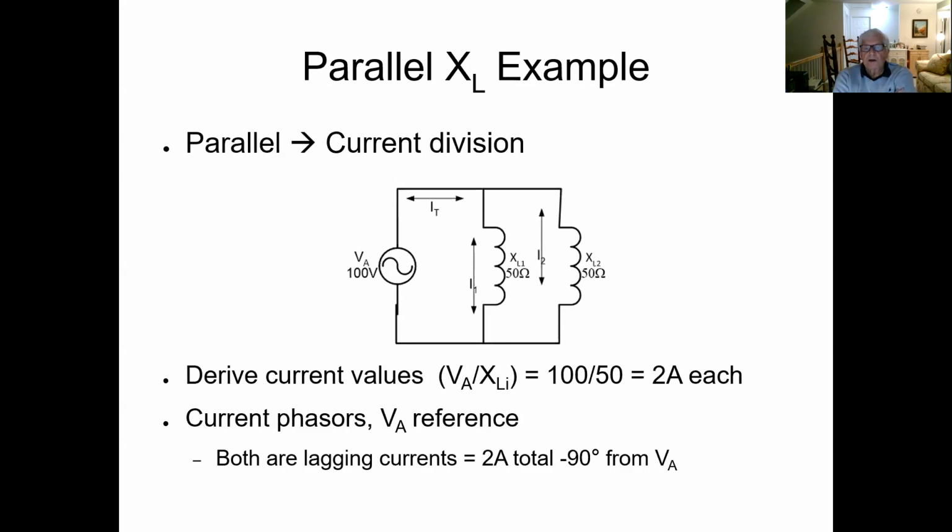If we have a parallel situation, now we have to use currents. We've got current division. Since XL1 and XL2 are equal, then the same current, I1 is equal to I2. It's just going to be 100 divided by 50, 2 amps. So we've got 2 amps going across each branch. Both are lagging currents, 2 amps at minus 90 degrees from VA. So it could be a total of 4 amps in all.